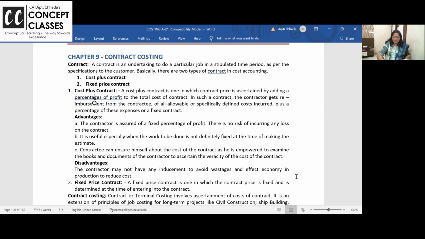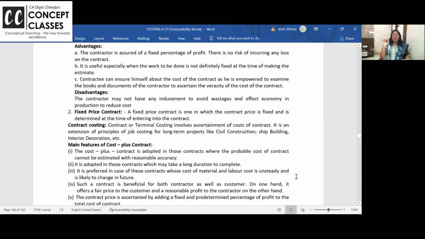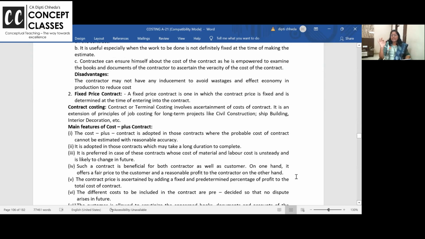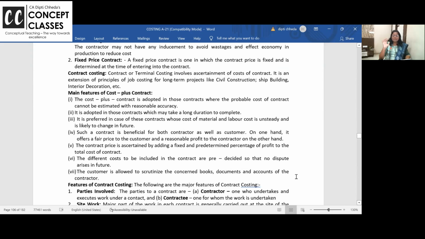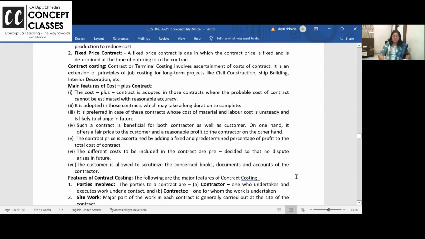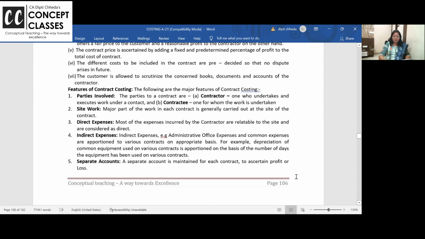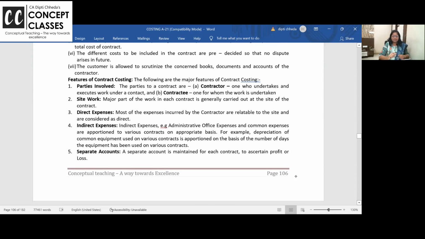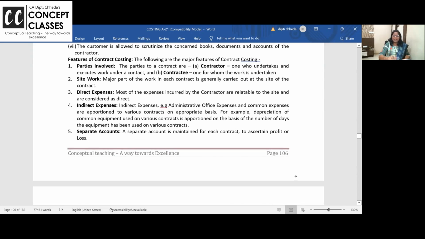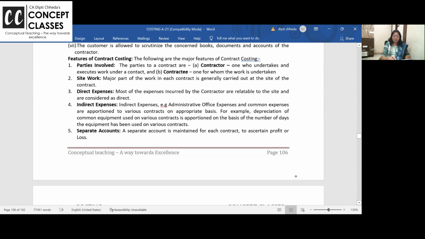So now, did you get the two types of contract? Contract costing is surely going to come in accounts, a practical question. Cost plus contract has nice features. Whatever the cost, they will add the profit to that. The parties involved are the contractor and the contractee. There are some direct expenses like material, labor and overhead.